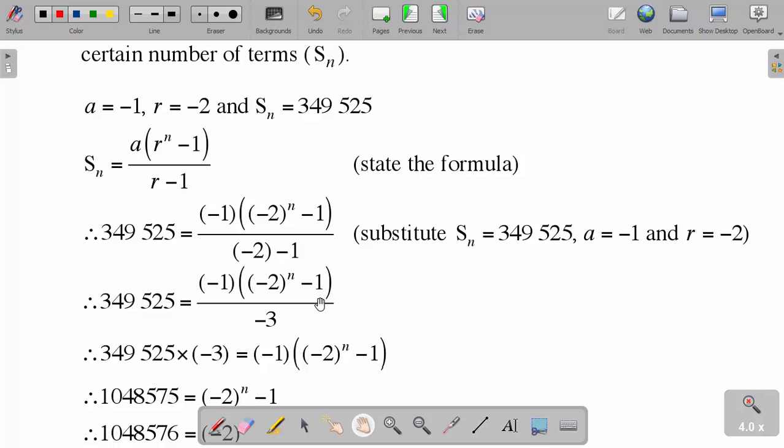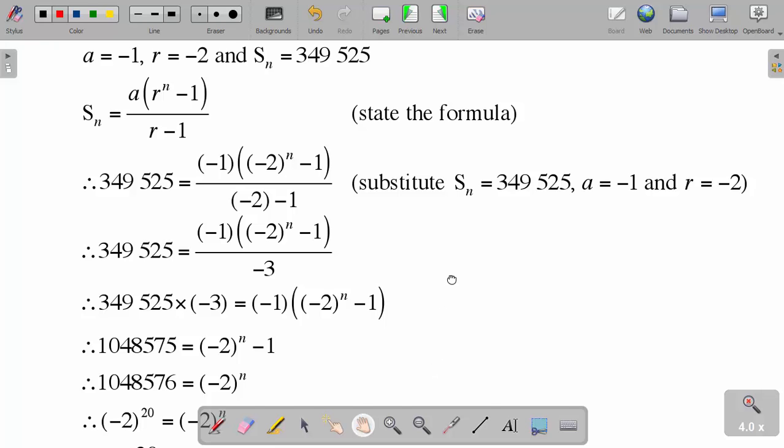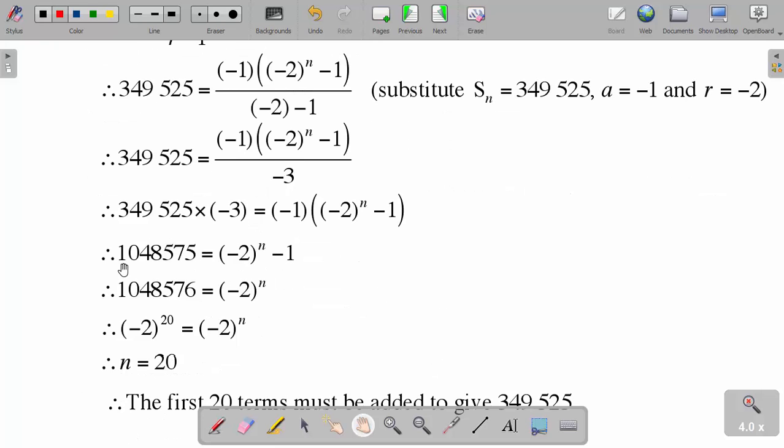So negative 2 minus 1 is negative 3, and then it's negative 1 here. So negative 1 divided by negative 3, the negatives cancel. Or otherwise you can multiply it with this other side, which gives you 349525 times negative 3 equals negative 1 into negative 2 power n minus 1. So divide both sides by negative 1, and simplify to give you 1048575 equals negative 2 power n minus 1. And this minus 1 is negative, so it becomes positive.